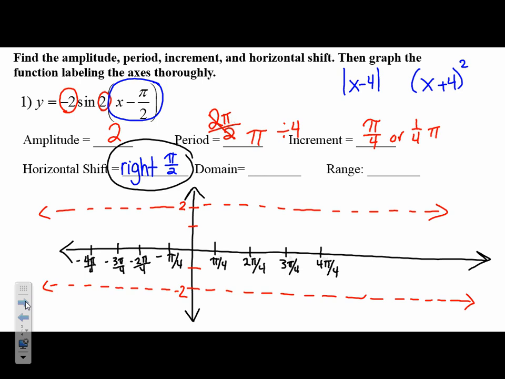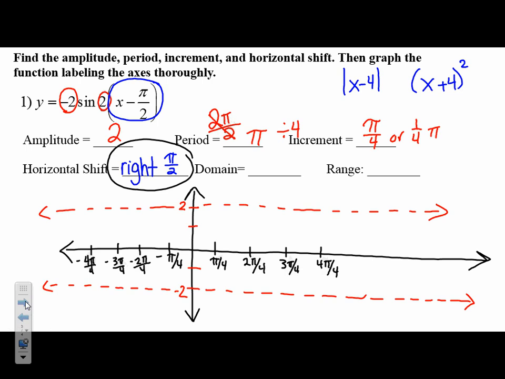Okay, so we graph all these, or we sketch in those values. And now let's take a look at the next thing in our list of things to think about, and that's the horizontal shift. So this is telling me that my graph is going to shift over to the right pi over 2. Where is that pi over 2 on my graph? To the right, pi over 2.